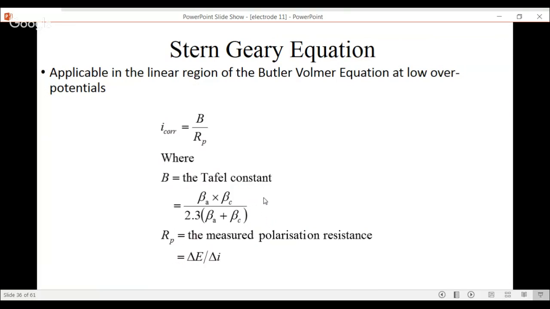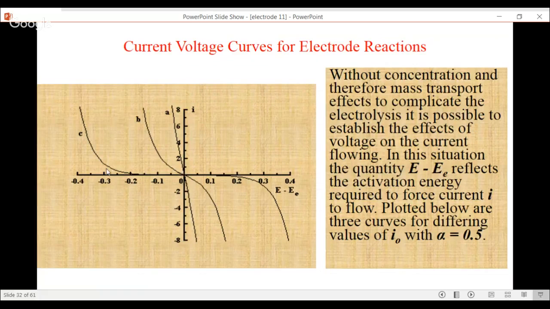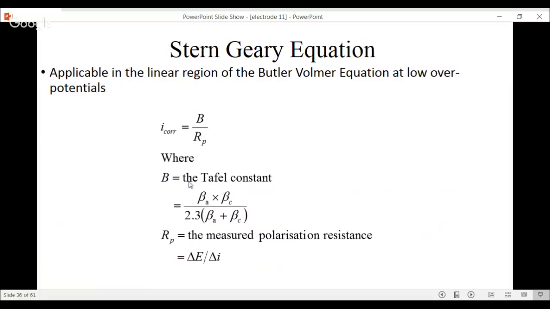There are very many equations that are possible in the electrode kinetics. They are applicable in the linear region of the Butler-Volmer equation at low overpotentials. These are all high overpotentials. This is already 0.1, it is 0.3 here, whereas here it is very small. The corrected current will be equal to B by Rp, where B is the Tafel constant and Rp is the measured polarization resistance, delta E by delta I, because resistance is potential by current.